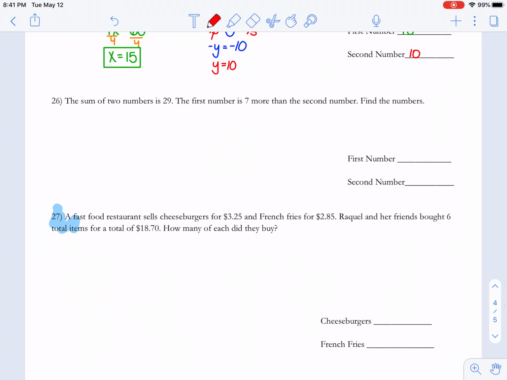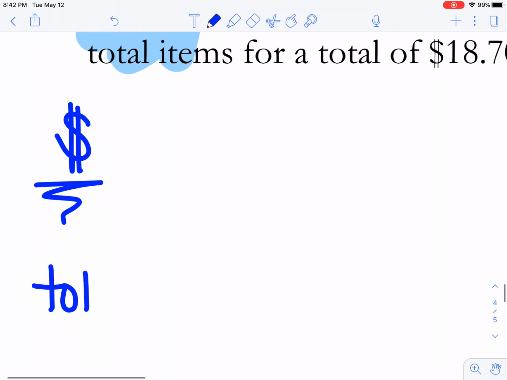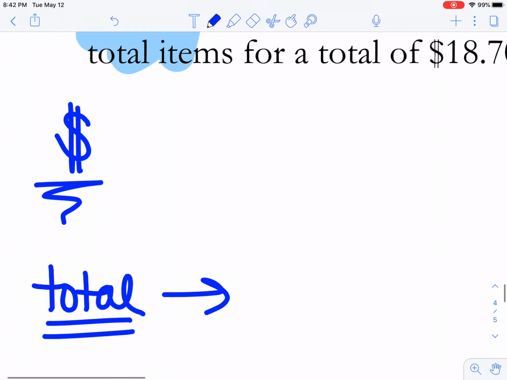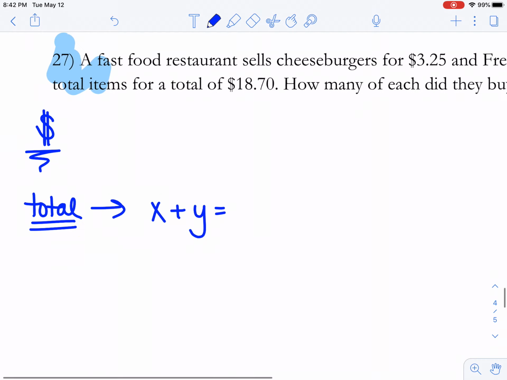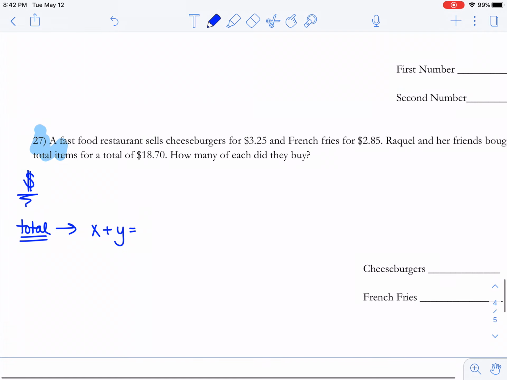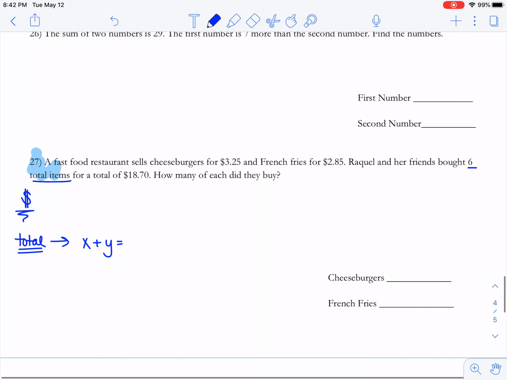Okay, and then finally, last one. A fast food restaurant sells cheeseburgers for $3.25 and french fries for $2.85. Raquel and her friends bought 6 total items for a total of $18.70. All right, so guys, when we do these problems, I want 2 different types of equations. I want one that has all the money involved, and then I want one that's talking about the total amount. The total amount equation will always be x plus y equals however many items total. And they told us that they bought 6 total items.